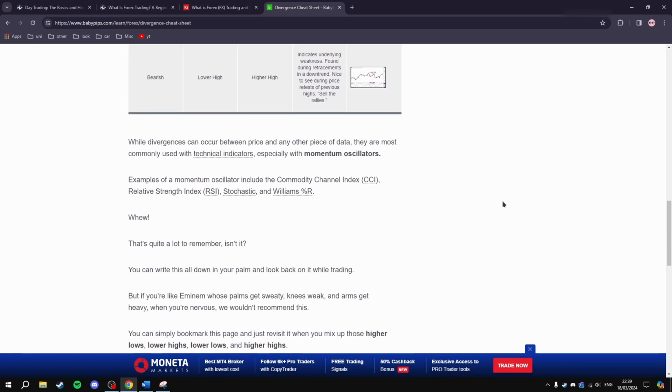Whilst divergences can occur between price and any other piece of data, they are most commonly used with technical indicators, especially momentum oscillators. Examples of a momentum oscillator include the commodity channel index, relative strength index, the stochastic, and Williams percentage R.